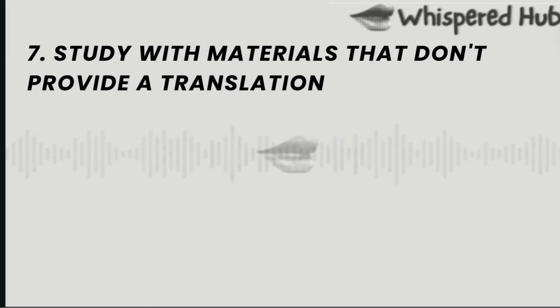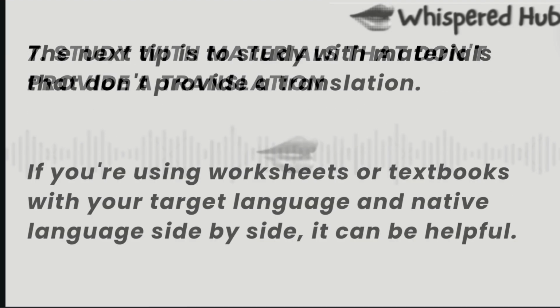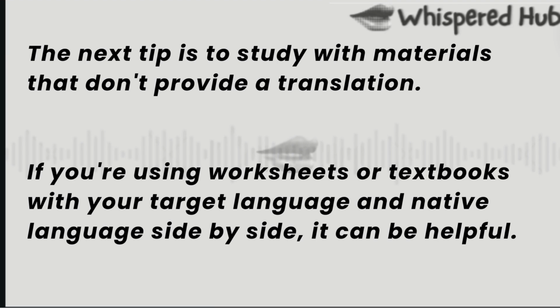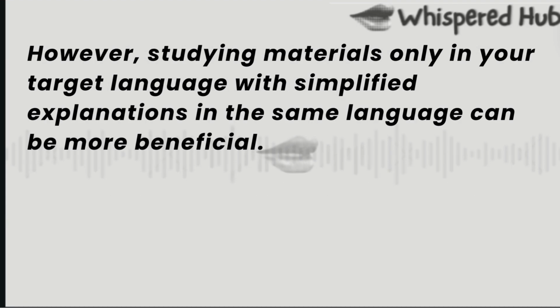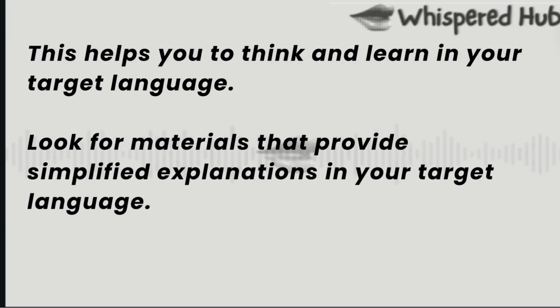Study with materials that don't provide a translation. The next tip is to study with materials that don't provide a translation. If you're using worksheets or textbooks with your target language and native language side by side, it can be helpful. However, studying materials only in your target language with simplified explanations in the same language can be more beneficial. This helps you to think and learn in your target language. Look for materials that provide simplified explanations in your target language.